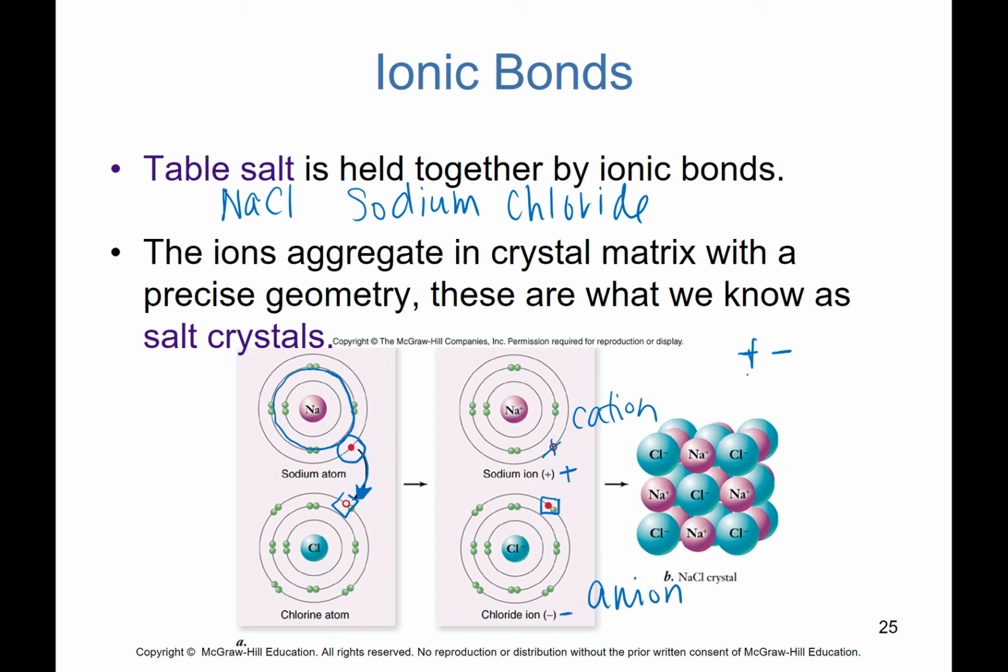When we look at typical ionic bonds, the ions will actually aggregate in this crystalline matrix. So things like salt form this stable crystalline matrix with a very, very exact geometry because of that arrangement of negative and positive ions. And they're going to orient themselves positive, negative, all the way throughout the entire crystal in a three-dimensional space. So this is what we call salt crystals.